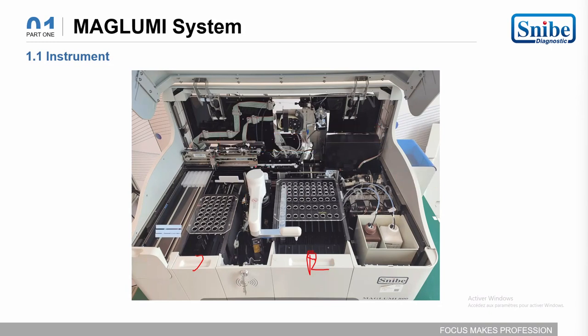So how is the test done on Maglumi analyzers? Firstly, we distribute the cuvette. The cuvette will be loaded to the pipetting position. In the pipetting position, the pipettor will add sample and reagent to the cuvette. After that, the cuvette will go to the incubator for incubation, at 37 degrees for a certain time. The incubation time is different between parameters.